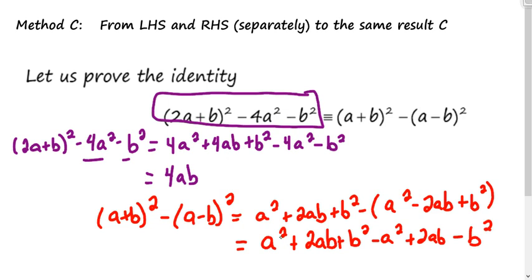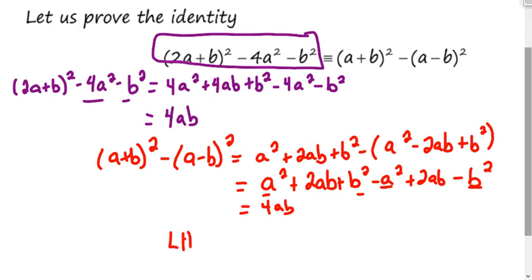Okay, now we find our like parts. So an a^2 and negative a^2 is 0. A b^2 and negative b^2 is 0. So 2ab and another 2ab makes 4ab. Therefore, we have proven it. And we know that our left-hand side equals our right-hand side, because the left-hand side was 4ab, and the right-hand side was also 4ab. That's a way to work both sides until you get the same thing. So again, what you did is you proved this identity for all real numbers.